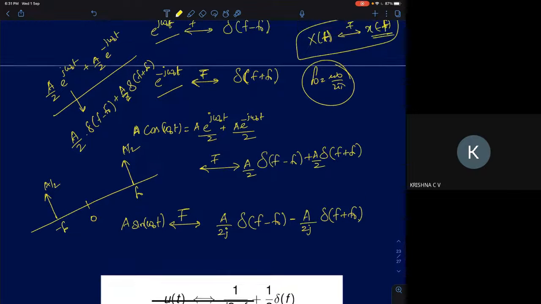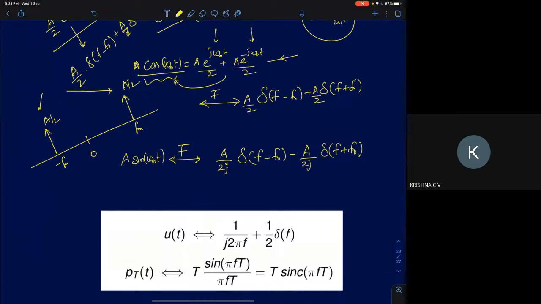Now cos omega naught t is a real signal. I constructed a real signal by adding two complex signals. e power j omega naught t is a complex signal, e power minus j omega naught t is a complex signal. I added the two signals and I got a real signal. Now, if you look at the real signal spectrum, you can see that it exhibits even symmetry, right? It is symmetric around f equal to 0. The magnitude function is an even function.